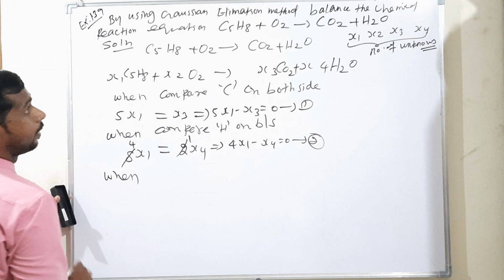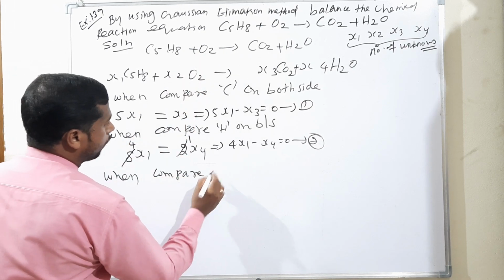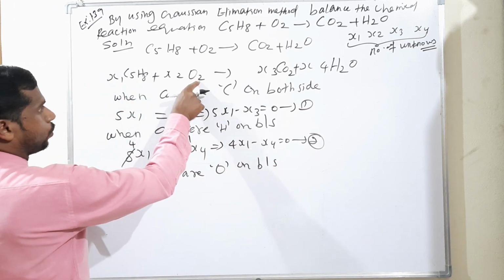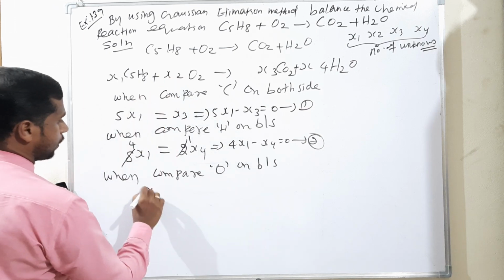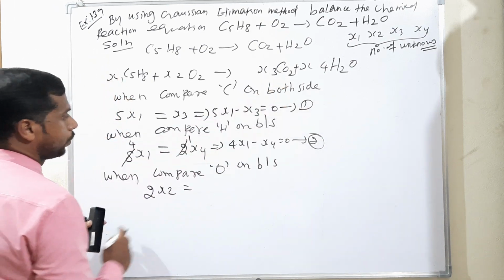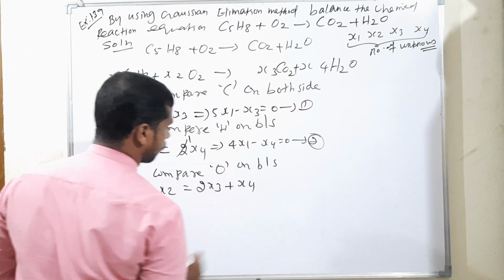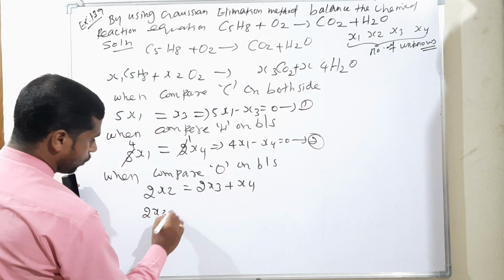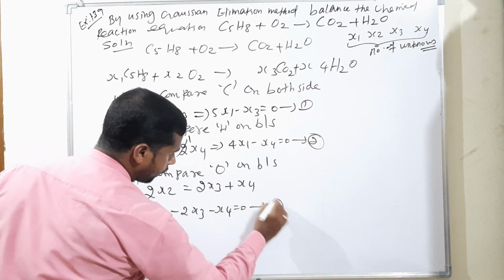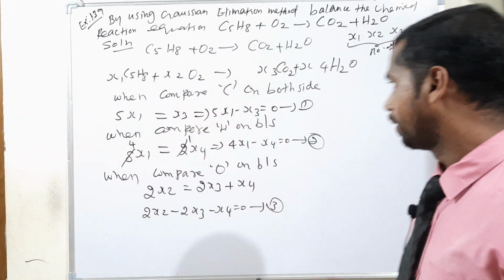Then when we compare O on both sides, we get 2x2 is equal to 2x3 plus x4, since there are 2 O's in CO2 and only 1 in H2O. Rearranging, 2x2 minus 2x3 minus x4 is equal to 0, called equation number 3.